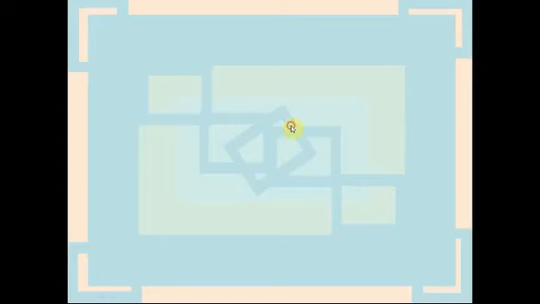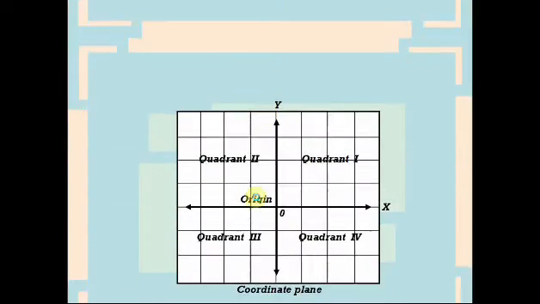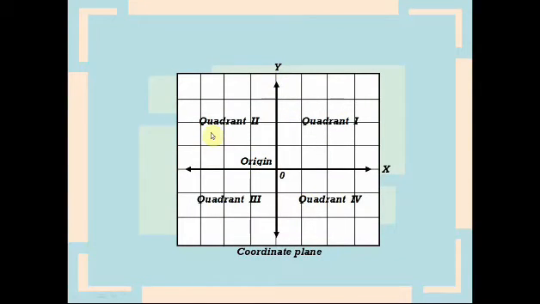Good morning. Today's lesson: graph on the coordinate plane. This figure is called the coordinate plane. In the coordinate plane, we have two number lines, one horizontal and the other vertical. The horizontal number line is called the x-axis and the vertical number line is called the y-axis. These two number lines intersect at one point.